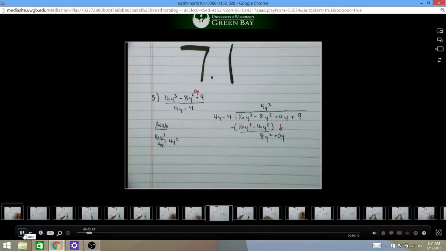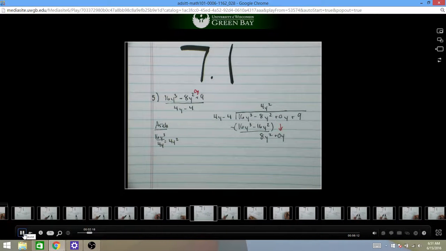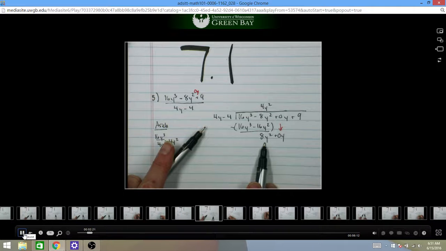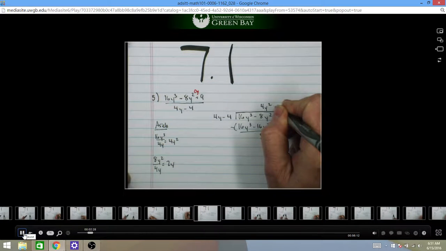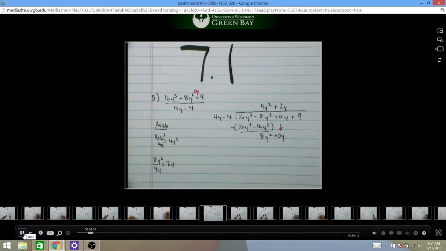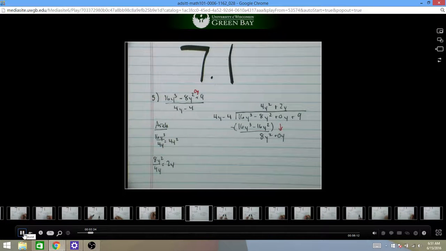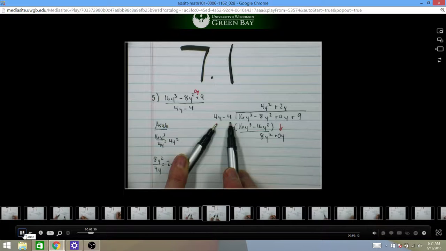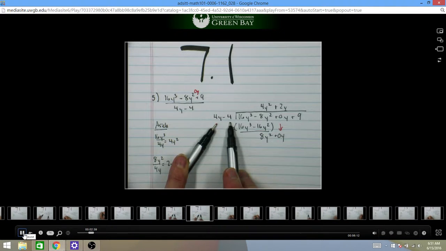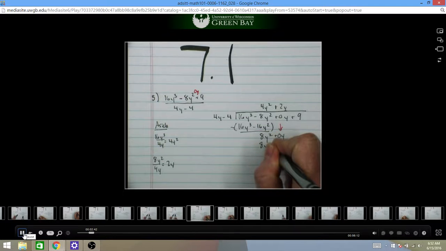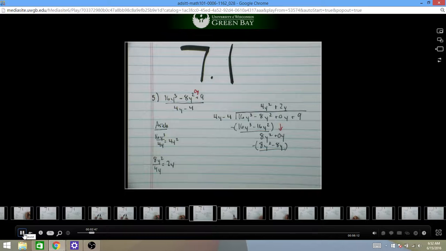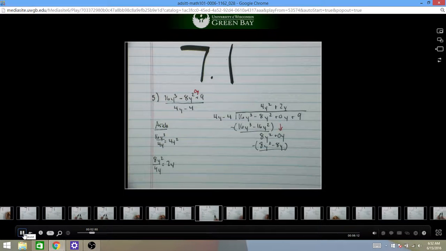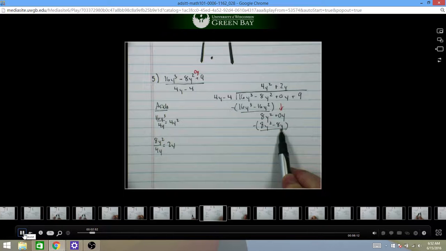And we repeat the process. So off to the side, I'll take 8y squared divided by 4y. And that would be 2y. So 2y is part of my answer, and I put it on the top here. And then we'll take the 2y and multiply it times 4y minus 4. So we have 8y squared minus 8y. And then we subtract. When we subtract, this will become plus 8y. So we have 8y. Bring down the 9.